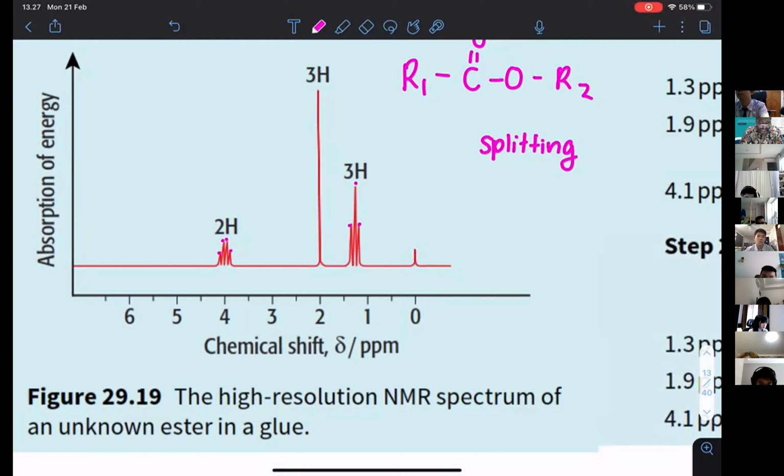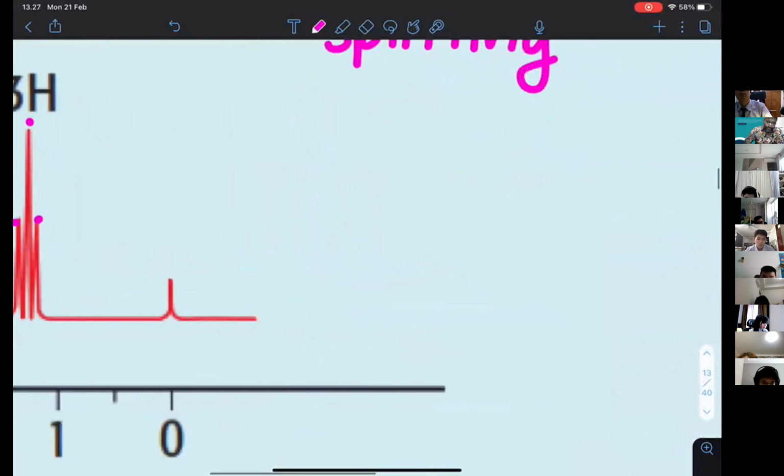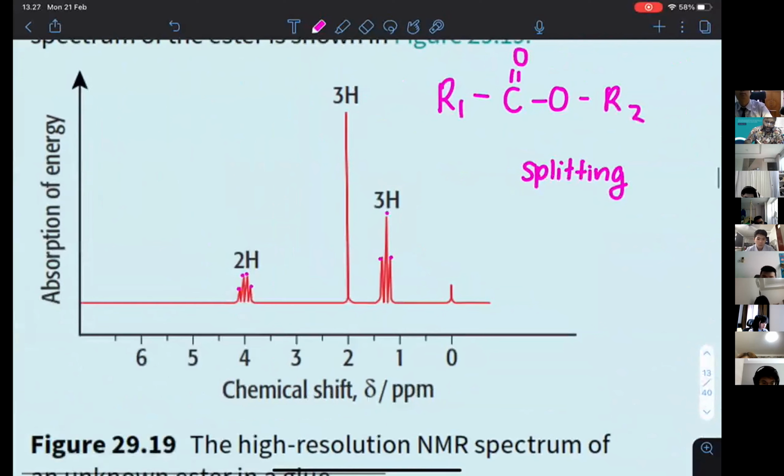Now, I can determine this molecule without even looking at certain values that are provided in the data booklet. You see how it can be done, yeah? So here you see, in total, I have 3 peaks. If I have 3 peaks, it means that I have 3 hydrogen environments.